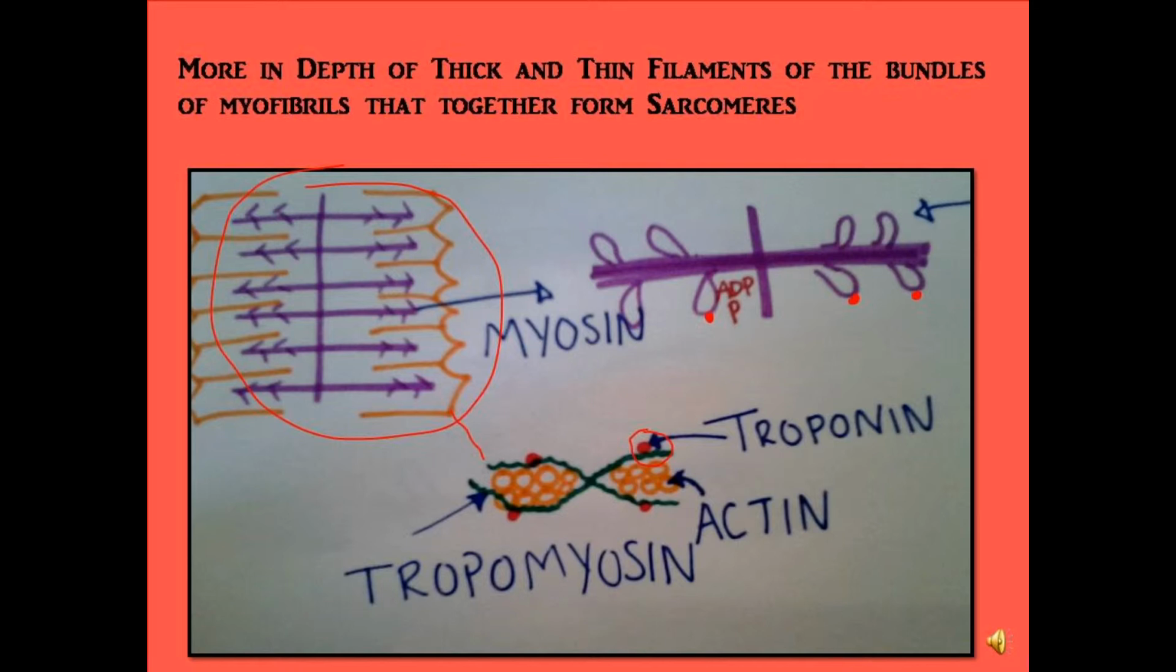And to go more in depth, this is the thick filament. It's also called myosin. And the myosin has heads, which are called myosin heads. Not too complicated, but they are composed of ADP and phosphate. The thin filament, which is this, is composed of troponin, actin, and tropomyosin.